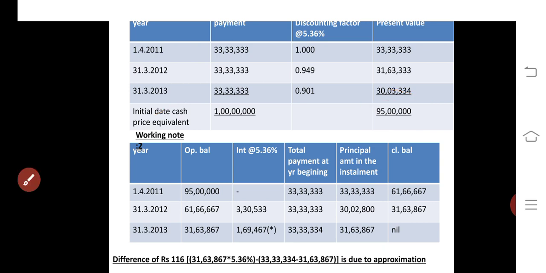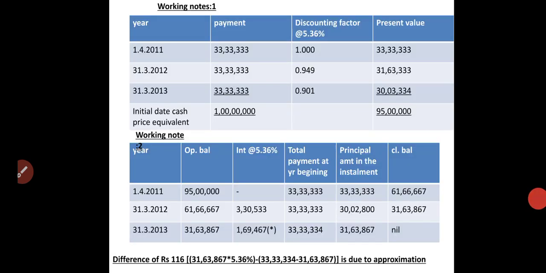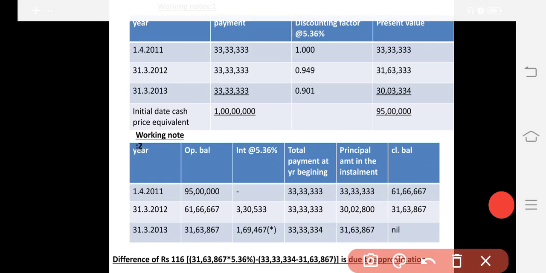So working note 2, calculation of interest expense. There are 6 columns here: opening balance, interest at 5.3%, total payment at year beginning, principal amount in the installment, closing balance. So on 1st April 2011, opening balance, that is rupees 95 lakhs. Whatever we got when we calculated, that is the opening balance, this one.